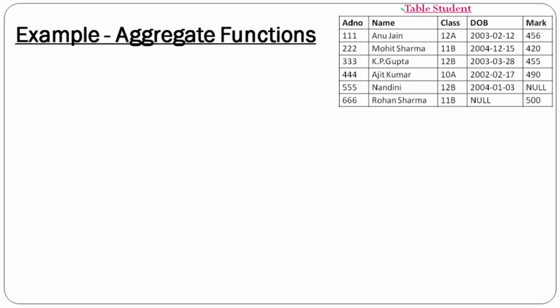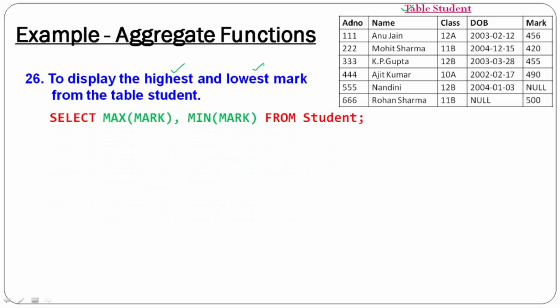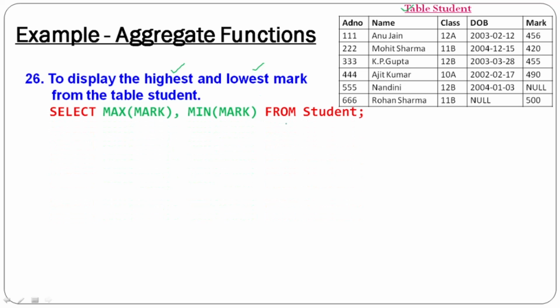We are using the student table with columns admission number, name, class, DOB and mark. To display the highest and lowest mark from the table, we have to use the MAX function to display the highest and the MIN function to display the lowest mark. The query is SELECT MAX(mark), MIN(mark) FROM student. I will show the output.